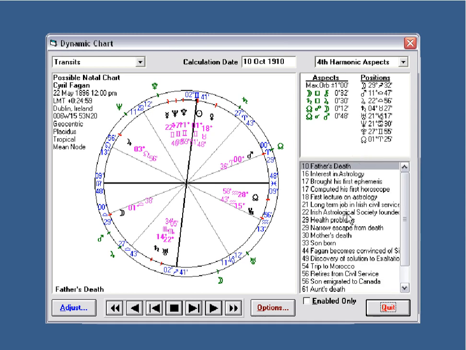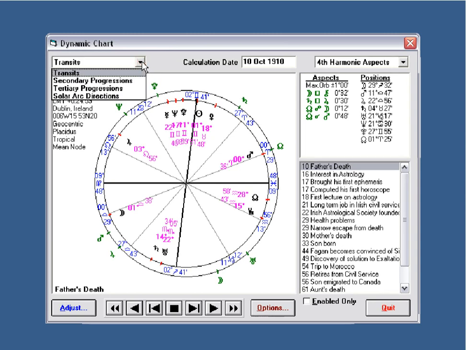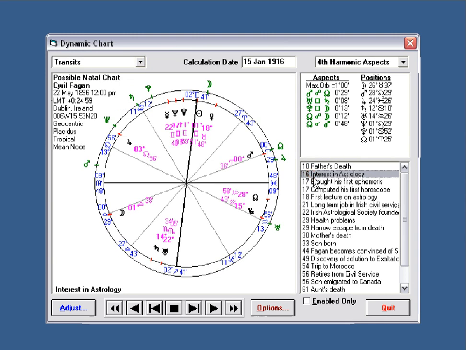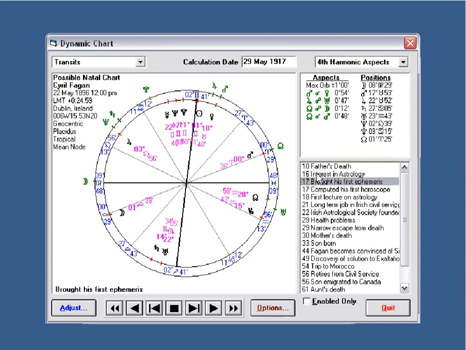So it's a matter of you looking at the chart, the possible birth chart. It's a matter of you checking it for transits, looking at the different transits that have happened at different times. This screen will help you. First lecture in astrology, Neptune conjunct Jupiter. This is his chart, by the way. He joined the long-term Irish civil service, Saturn square Mercury. That would have been happening for any of his charts, but that's interesting because it confirms to you that your chart is alive, it's working well.